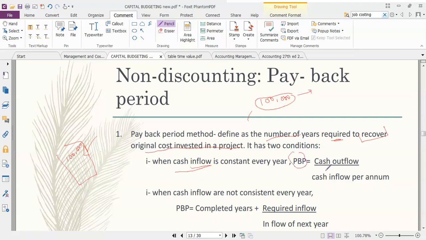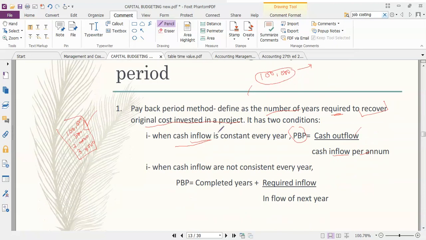Payback period, PBP, how to calculate PBP using the formula cash outflow divided by the cash inflow per annum. Untuk contoh kalau dia ada 3 tahun, how much for the first year? Contoh 5,000. Setiap tahun dapat 5,000 daripada projek tu. Cash outflow 100,000. So 100,000 bahagi dengan 5,000, you akan dapat berapa tahun? Okay, kalau untuk second condition, yang first tu, inflow dia constant, tetap.